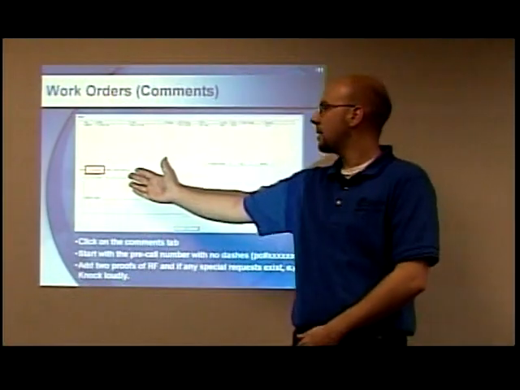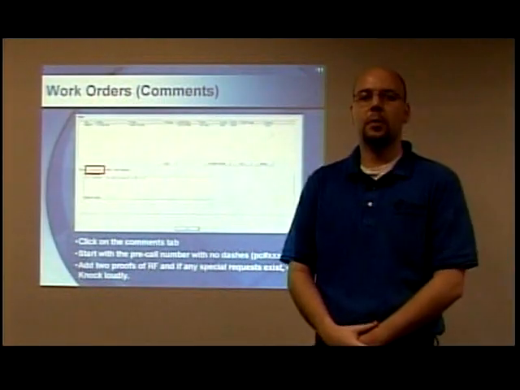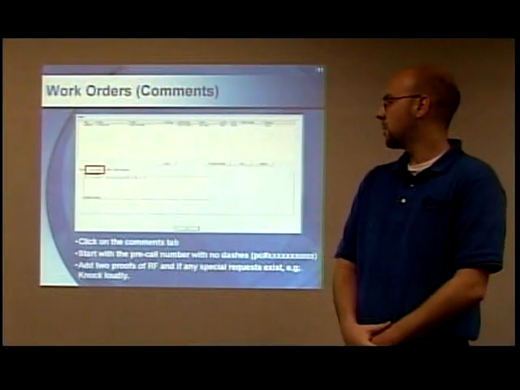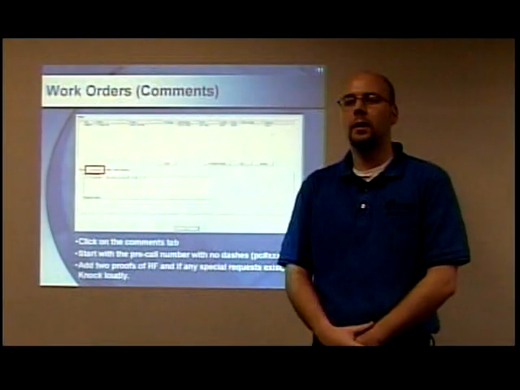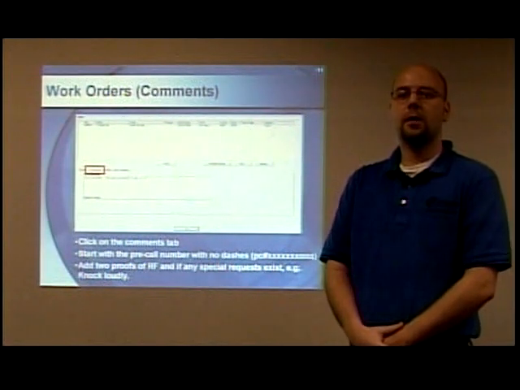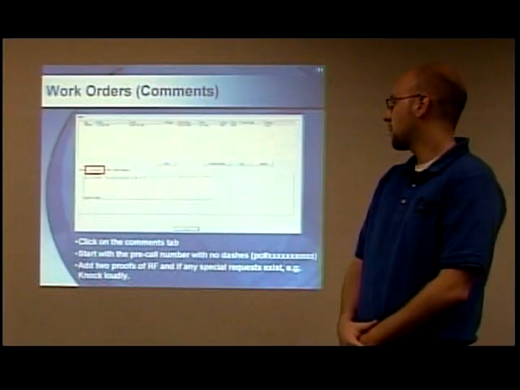Next, you will choose the Comments tab. This is where we will put all our information for the technician to have. These print out on the job work orders. First, we will start with the primary contact number, which is entered as PC pound, and the phone number with no dashes or spaces. This allows our automated system to call the customer, as well as for dispatch to have the number if they need to contact the customer.